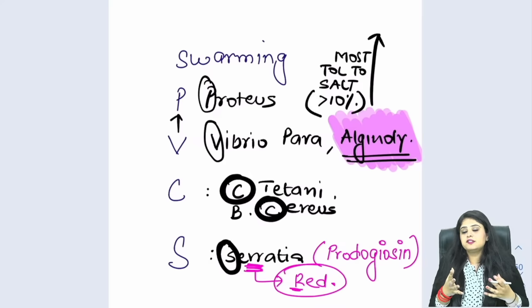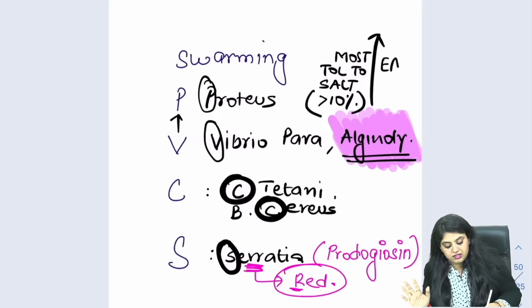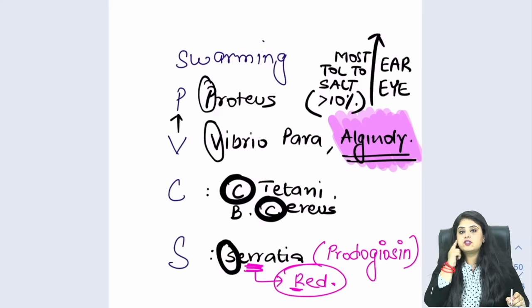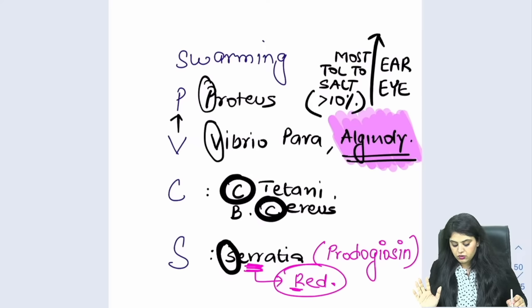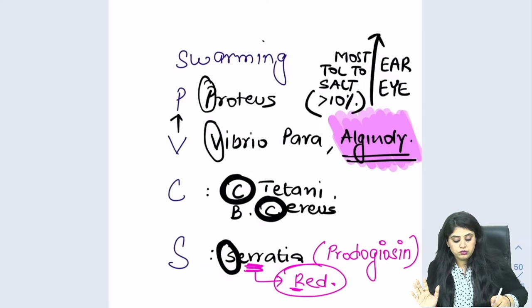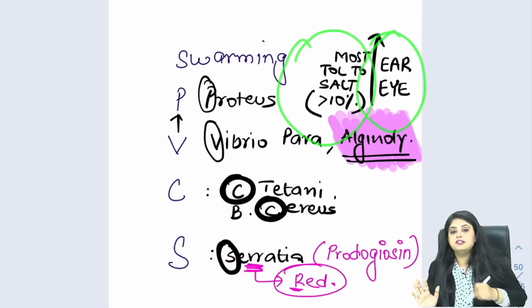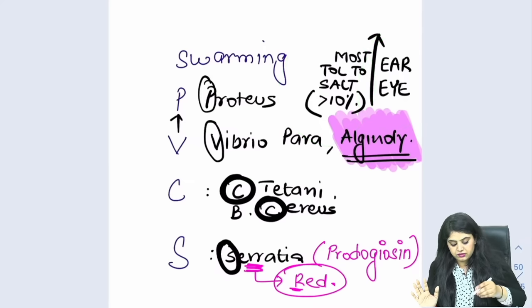They say that if you ate so many spices, smoke came out of your eyes and ears. So basically it's going to result in ear infection and eye infection. So eye and ear infections are going to be seen with alginolyticus. Is that okay? So it is most tolerant to salt, and eyes and ears are the infections that it causes. Dragon ban gaye. Very good. Yeah, dragon ban gaye. Perfect.